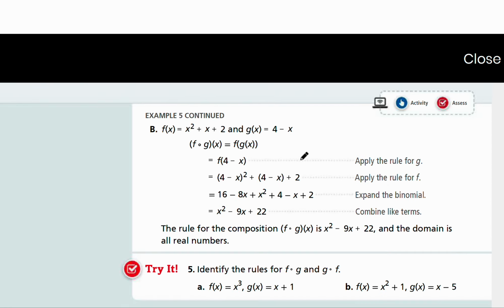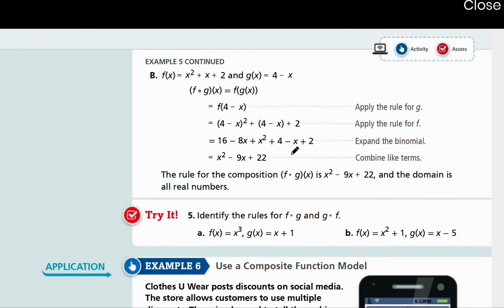All right, let's look at part B. x squared plus x plus 2 would be the f of x function. g of x is 4 minus x. So the composition of the functions would be f of g of x, which is f of 4 minus x, which is 4 minus x squared plus 4 minus x plus 2. Then you simplify to get x squared minus 9x plus 22. So the rule for the composition of f of g would be x squared minus 9x plus 22, and the domain could be all real numbers.